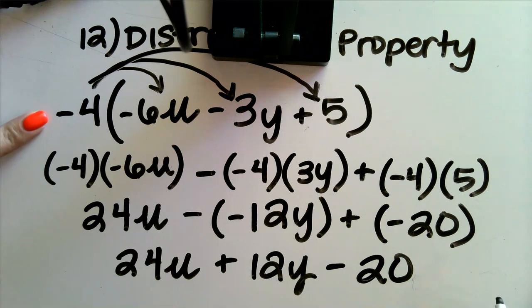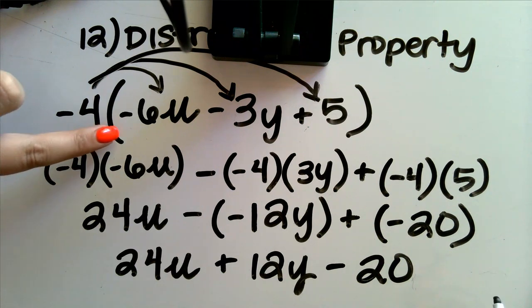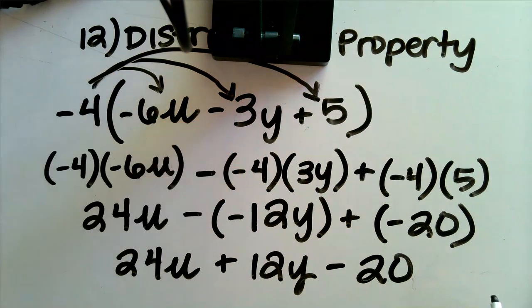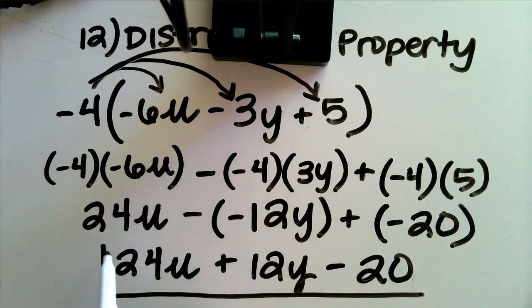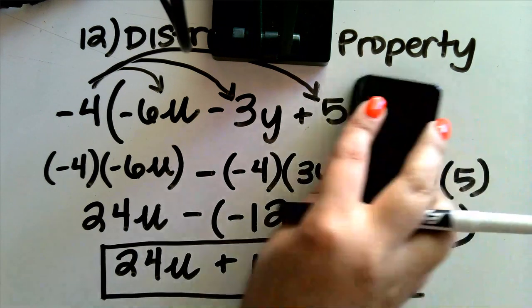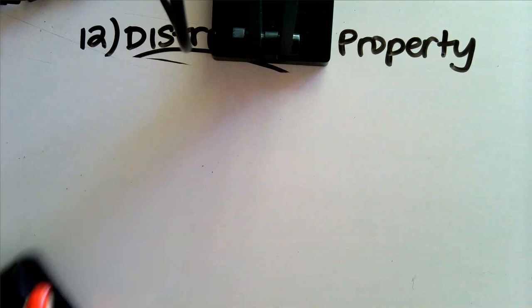So I know that negative 4 times, open parentheses, negative 6u minus 3y plus 5 is equal to, or the same thing as, 24u plus 12y minus 20. Okay, go ahead and make sure that's in your notebook, and let's do one more example.